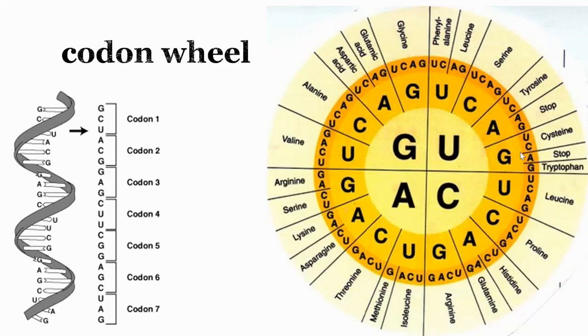There's one other special codon I want to point out to you, and it's AUG, methionine. AUG is the start codon. It's going to tell the ribosome to start assembling the protein.